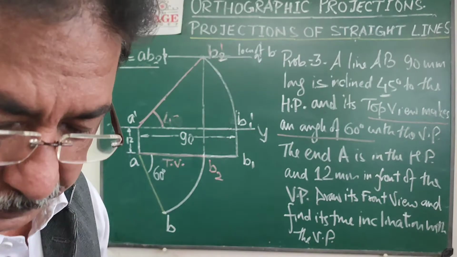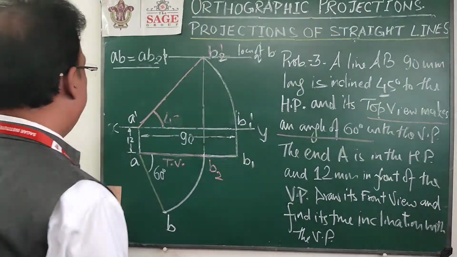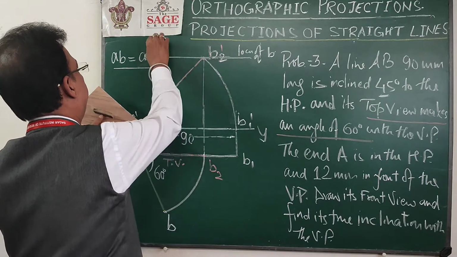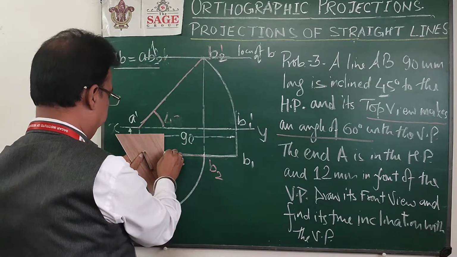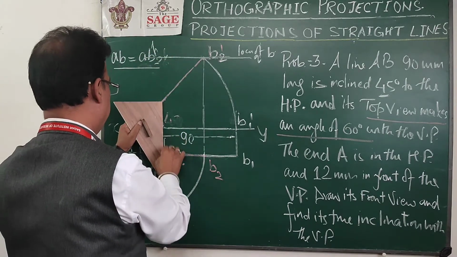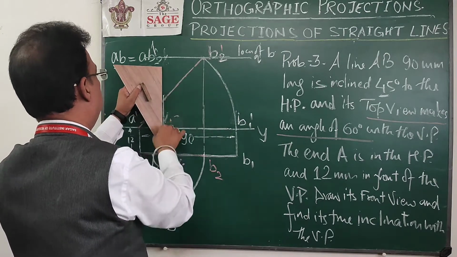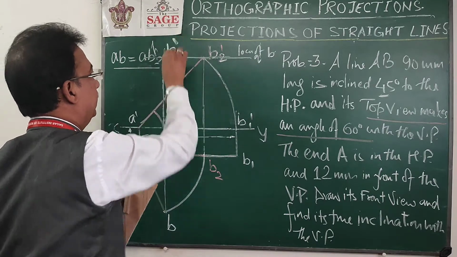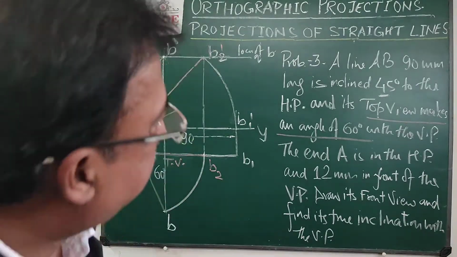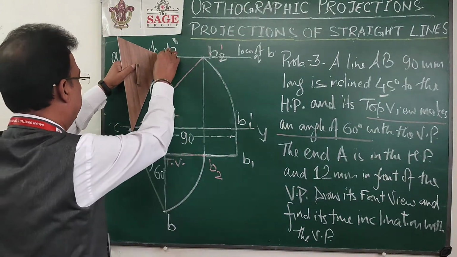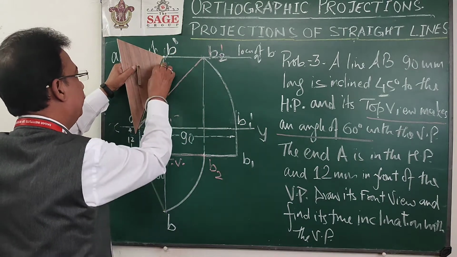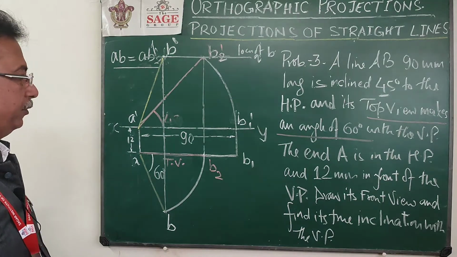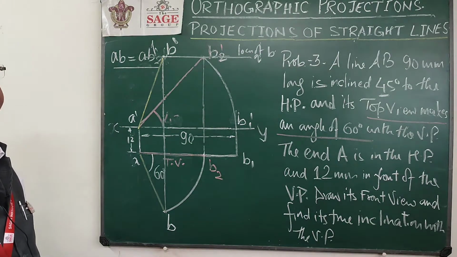Now from this you can easily mark its front view. Go upside perpendicular, where it cuts the locus line, that will be point B dash. Join this B dash with A dash and you will get the final projection. So this is the final line which is inclined to both the reference planes.